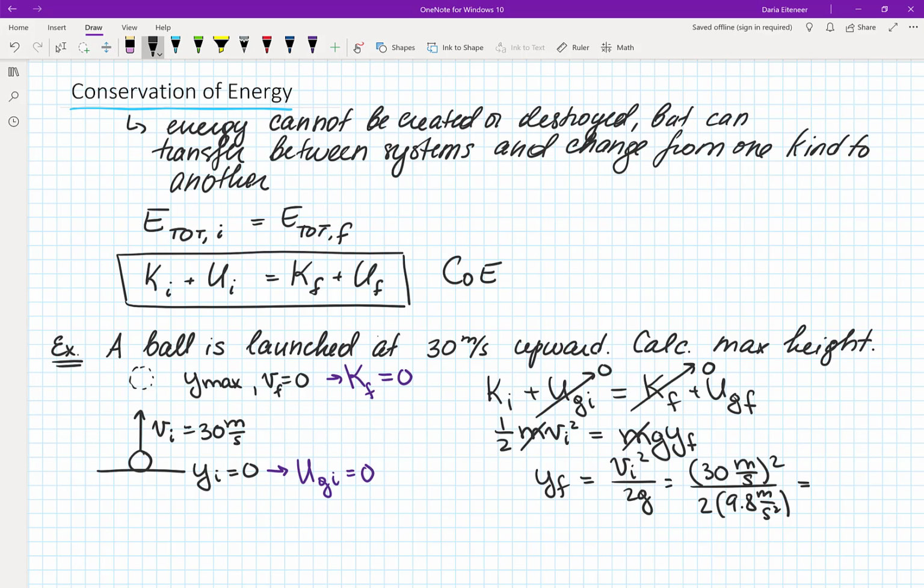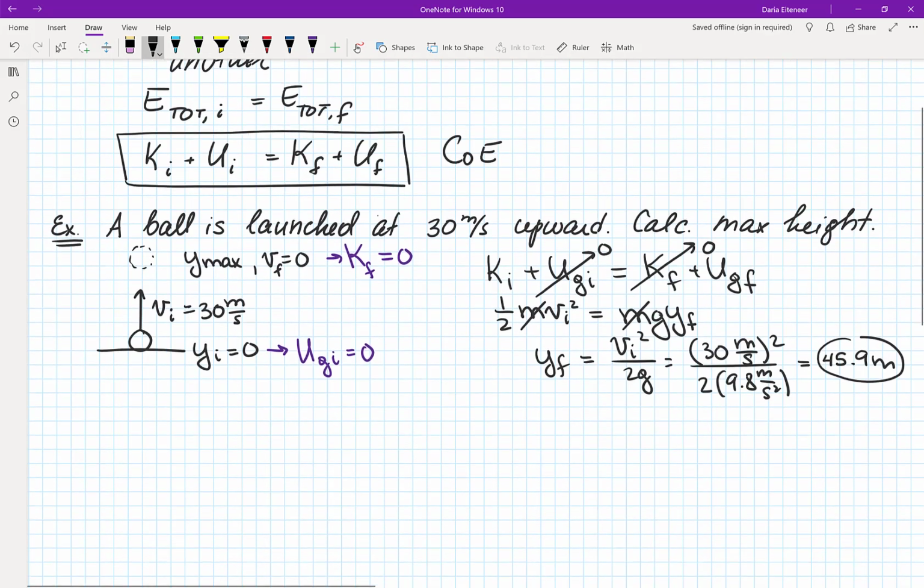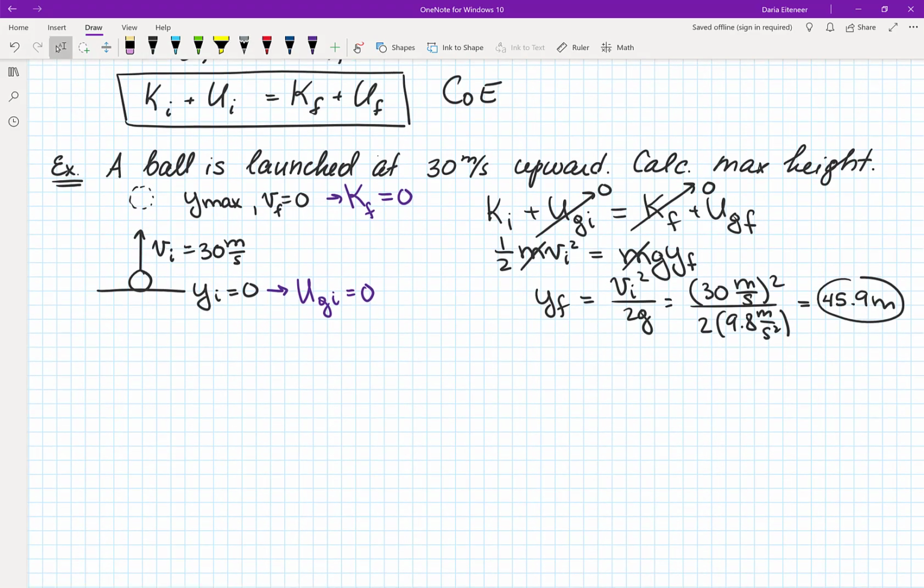So I get 45.9 meters. So you can see that the calculation itself is actually very simple, right? And in fact, we've done this problem before. Let's not worry about that.